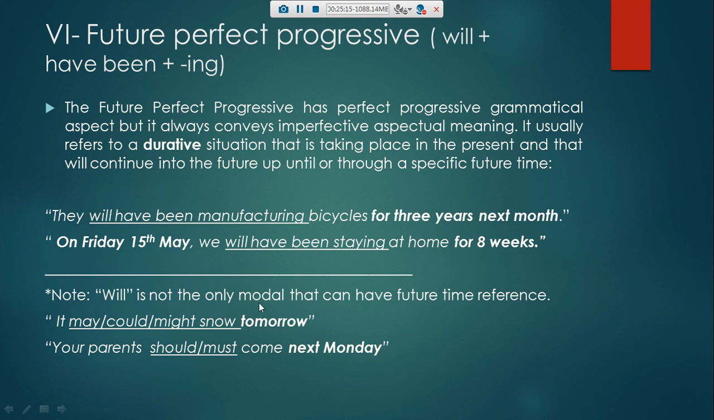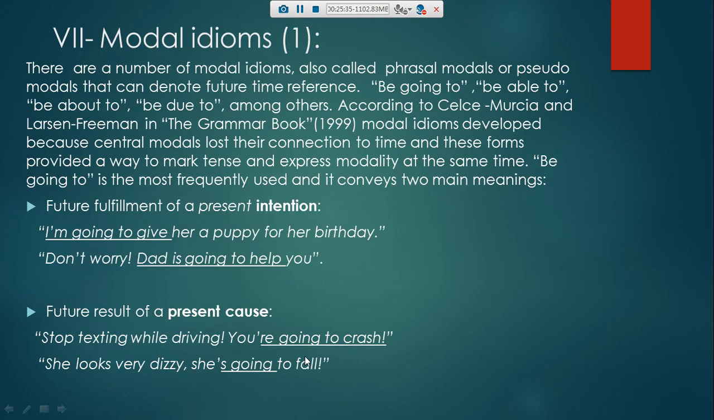Note, will is not the only modal that can have future time reference. In sentences like it may, it could, it might snow tomorrow, these modals have future time reference thanks to the adverbial tomorrow. The same goes for your parents should or must come next Monday.